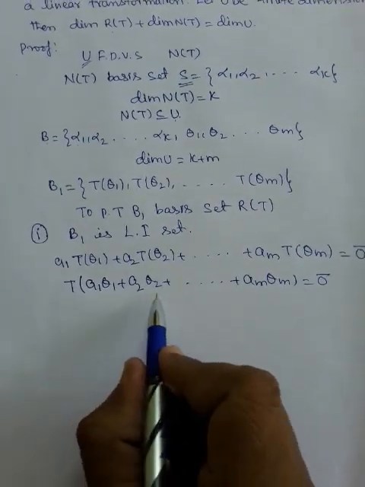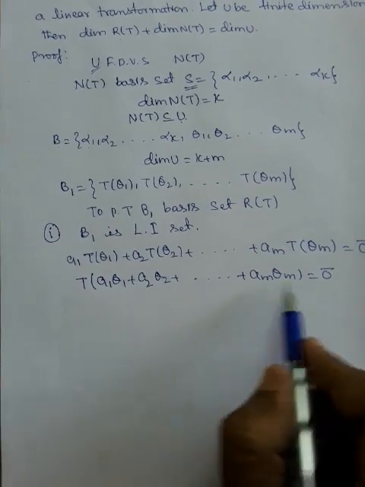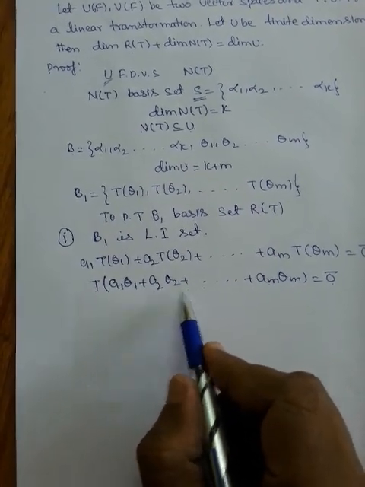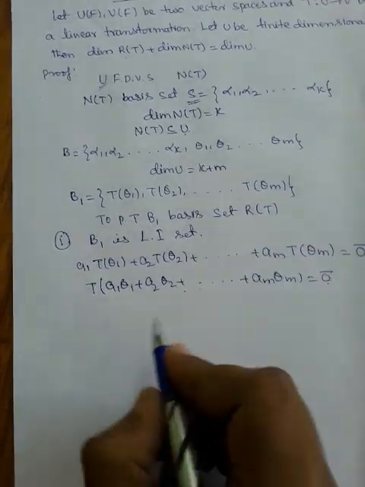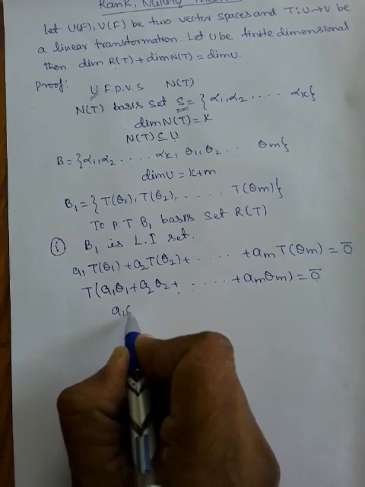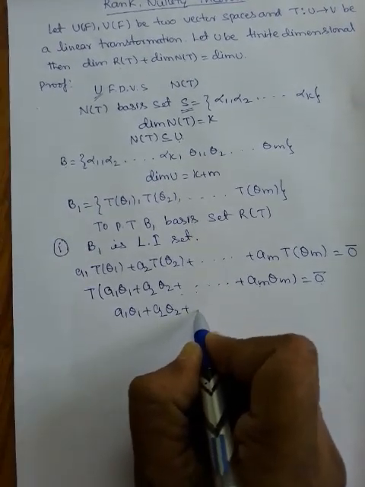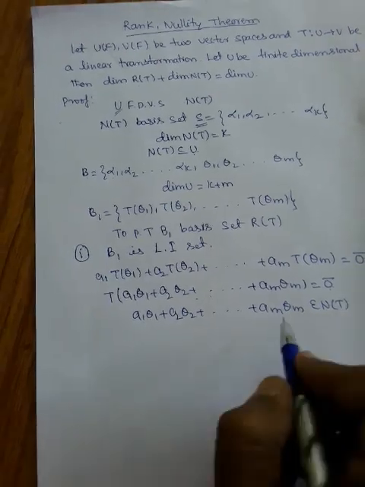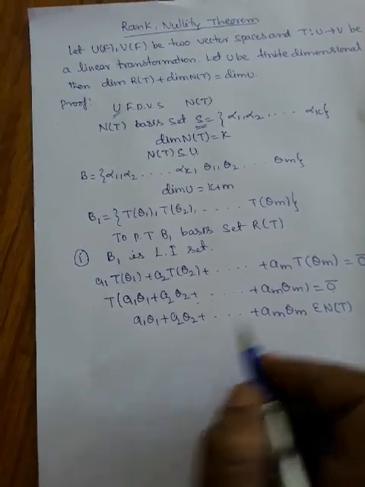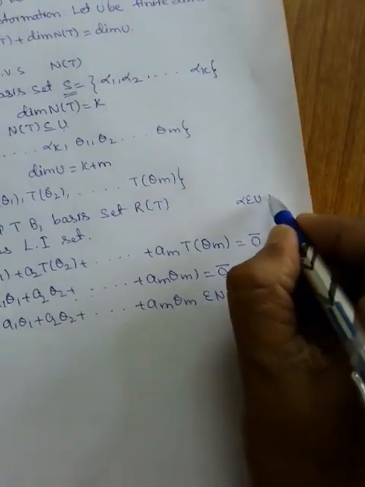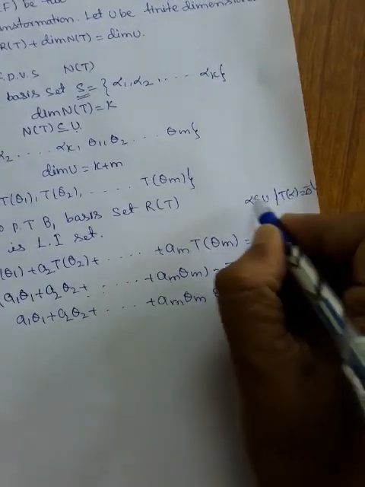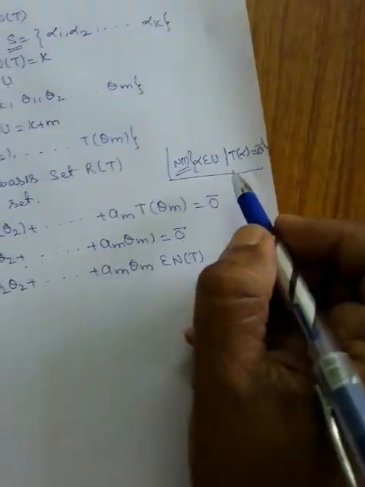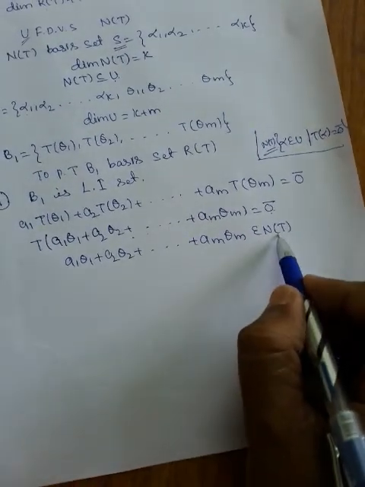Now the complete value is equal to 0 bar. T of some vector equal to 0 bar means the vector satisfies the null space property: the image of this vector is 0, therefore the vector belongs to the null space. Therefore a1 theta 1 + a2 theta 2 + ... + am theta m belongs to N(T). What is the null space property? If alpha belongs to U and T(alpha) equals 0 bar, such elements belong to N(T). Here also, this vector is an element of the null space.